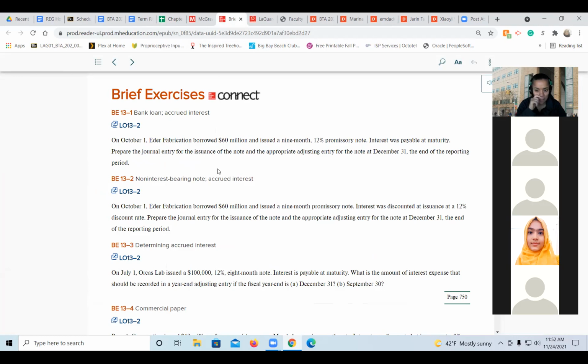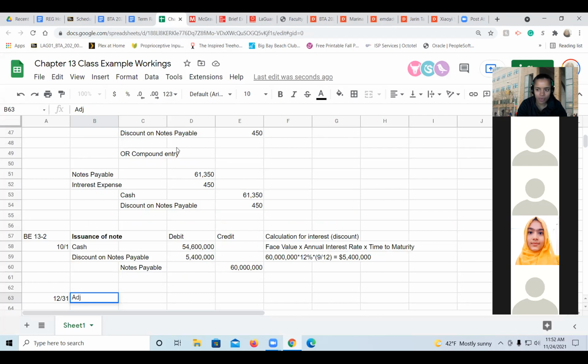Thank you. No problem. Okay, so we did the journal entry for the issuance of the note. Now we have to make the adjusting entry at December 31st, the end of the reporting period, which means what they're really saying is recognize the discount amortization and then the interest expense, just like what we were doing before, okay? So here's the adjusting entry.